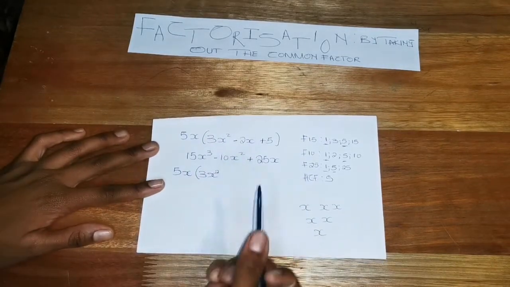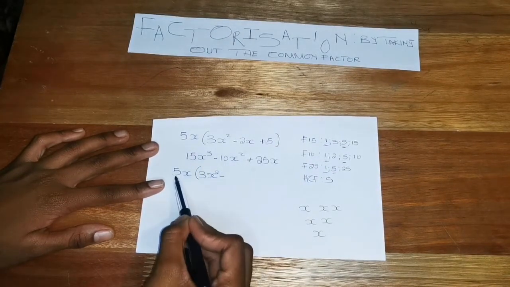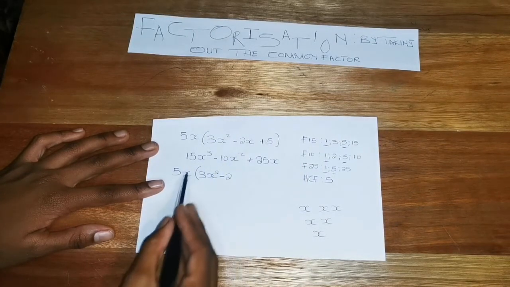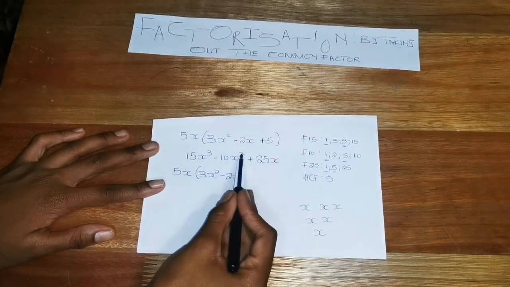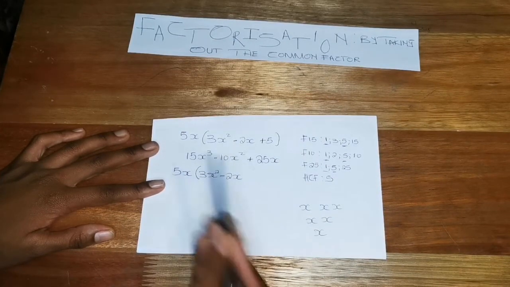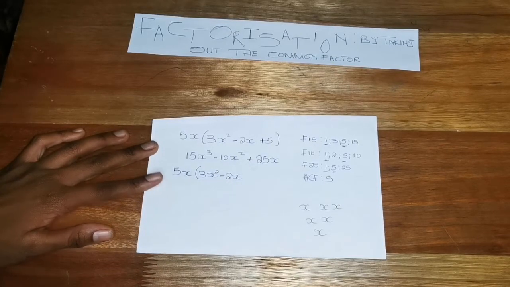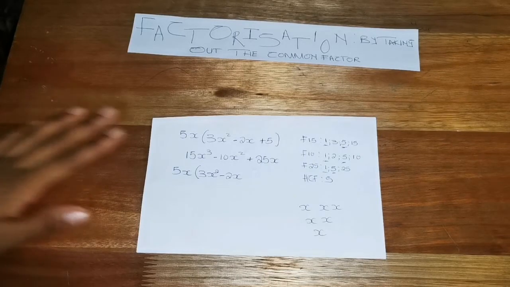For the second term, you are going to keep your minus sign. 10 divided by 5 is 2. x squared divided by x is x. Why? Because the exponents are subtracted from each other. 2 minus 1 is exponent 1. I can just write it as x without writing the 1, because we know that when a variable doesn't have an exponent, it is 1.